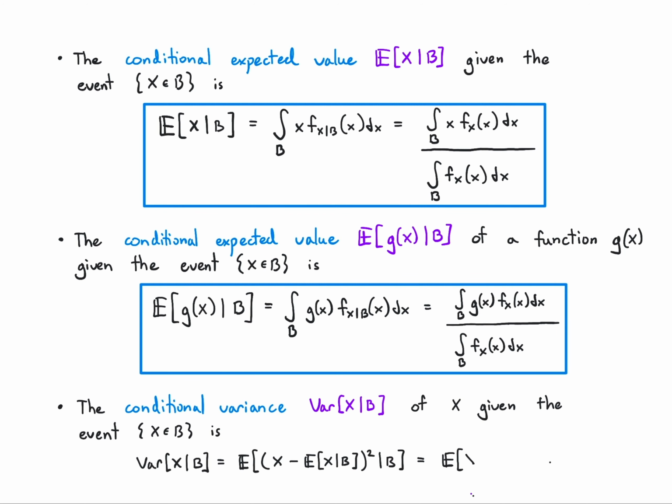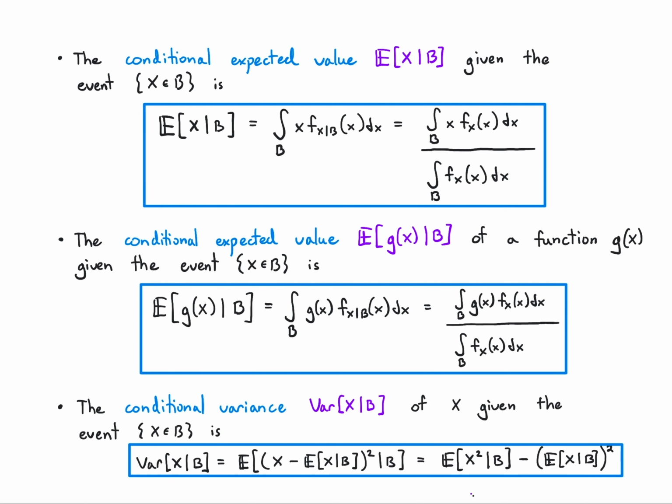I also have this alternate formula, so I have E of x squared given B minus the square of E of x given B. Okay, so that's the definition of the conditional variance, and that's something we can look back to. Okay, let's close out with a longer example.